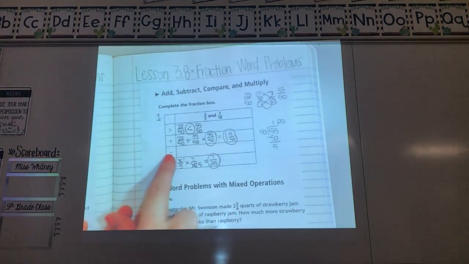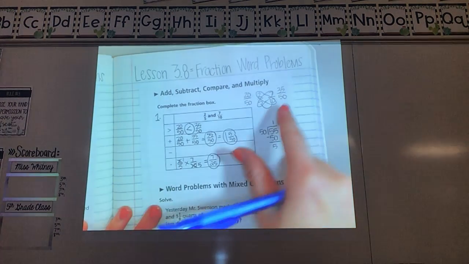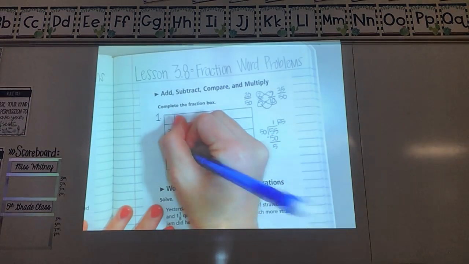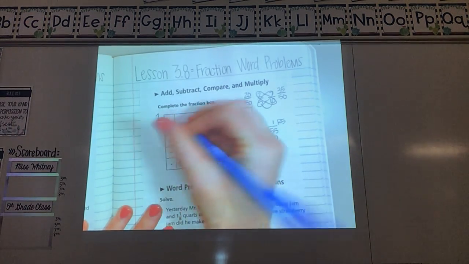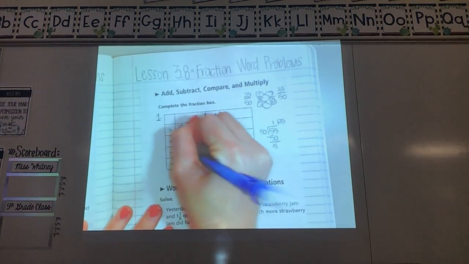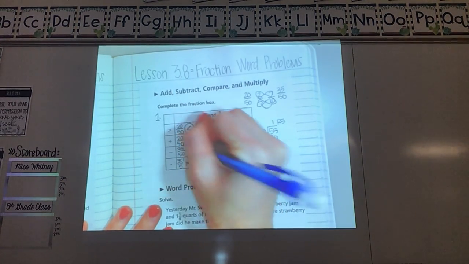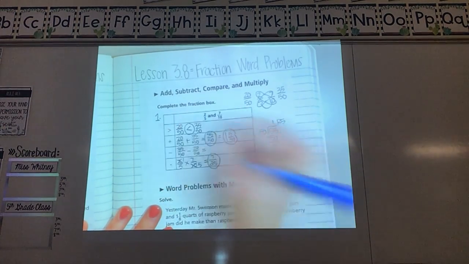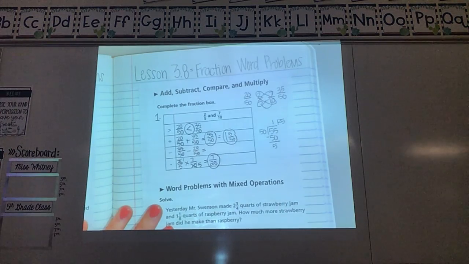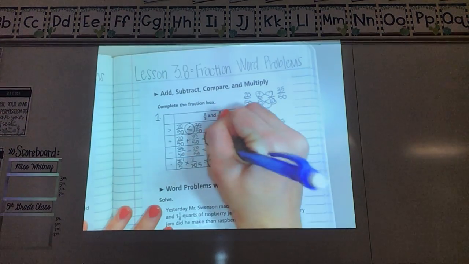And finally, it wants me to subtract them. Now, when I subtract, I have to put them in the right order. So I need to put the big one and then the small one. So I have to kind of switch it around. 35/50 minus 20/50. And what does that give me? 15/50.